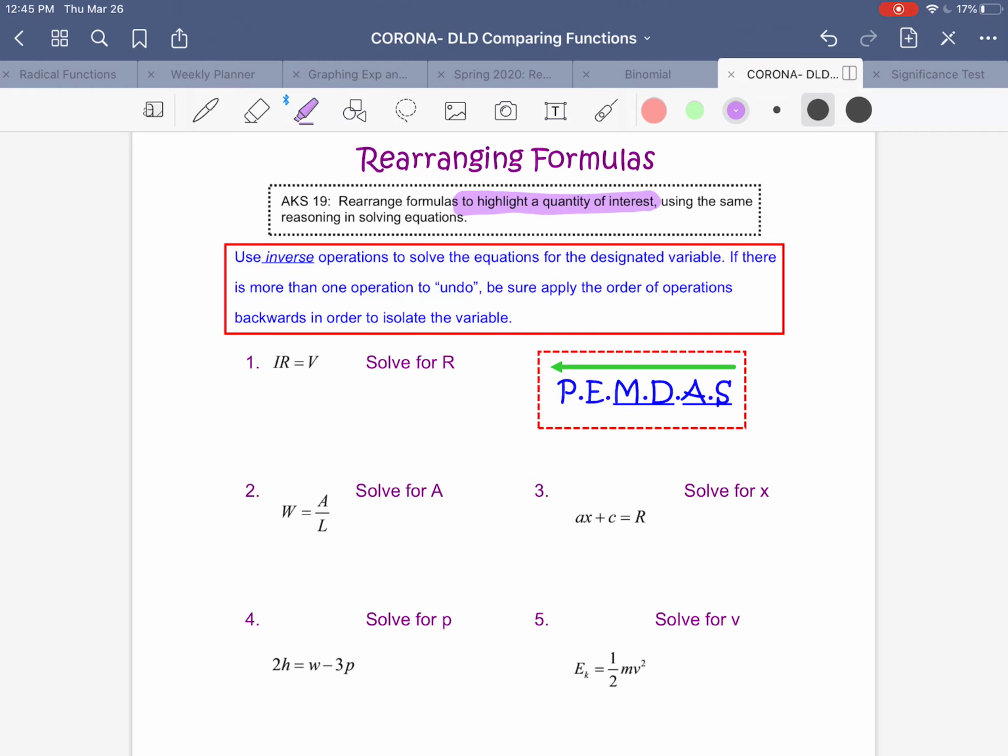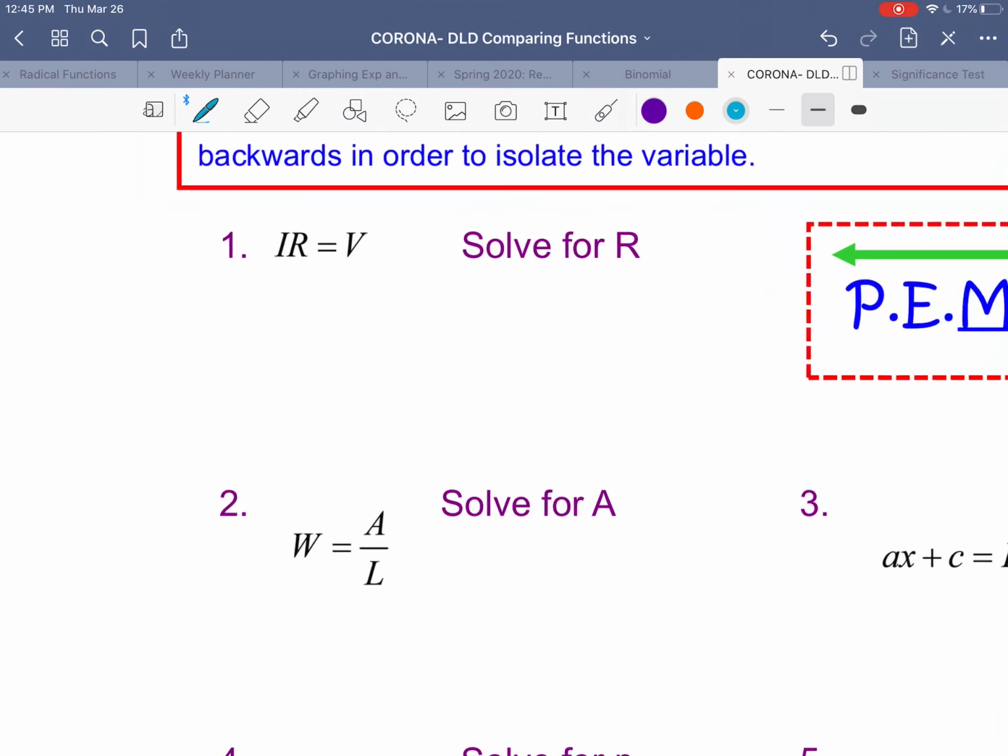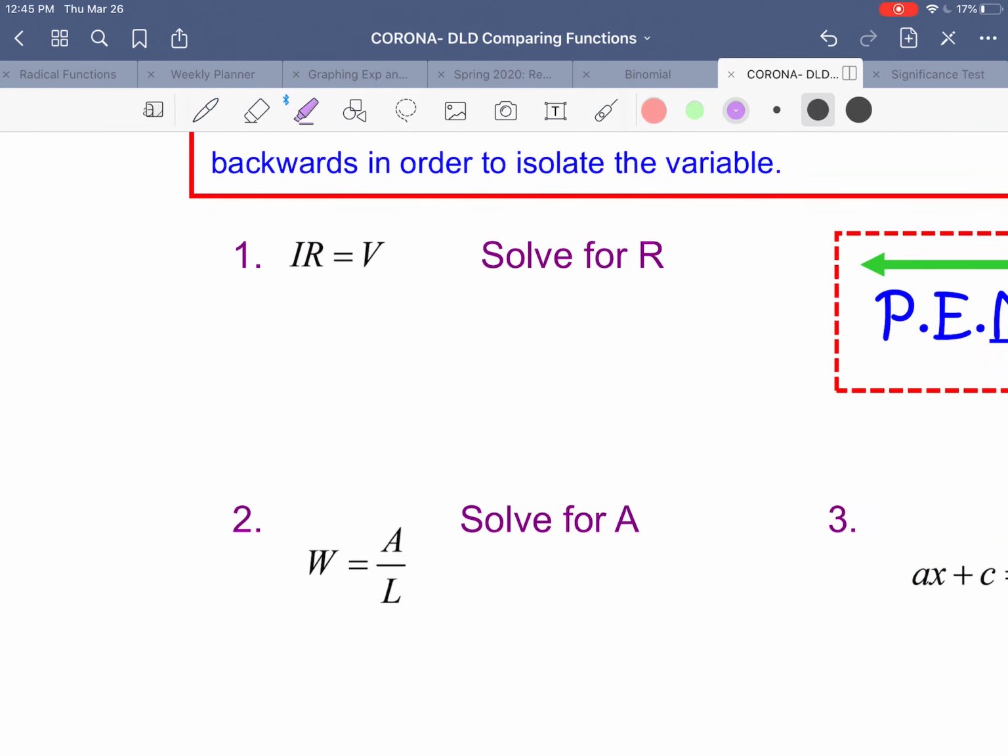So if we want to start off with the first one, we have solve for R. So we want to isolate R. We want to get just R by itself. In order to get R equals something, we're going to have to divide by I on both sides. When we divide by I on both sides, that simplifies to 1. We're left with just R equals V over I. So that's the first one, the simplest that we're going to probably do today.